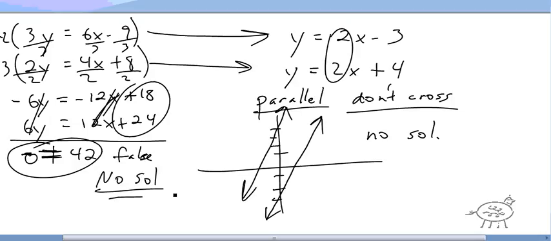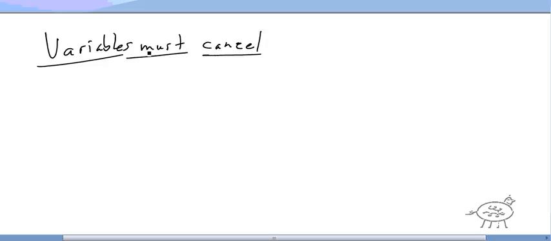So those are your two cases. Okay, so this is the deal though. In order to have one of these special cases, the variables must cancel. That is super important. The variables must cancel. If the variables don't cancel, then you have just one solution, a normal solution like we've learned in the past. So in other words, everything cancels and you get like 0 equals 5. Well, no, it doesn't. No solution.